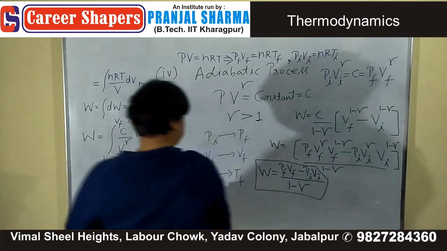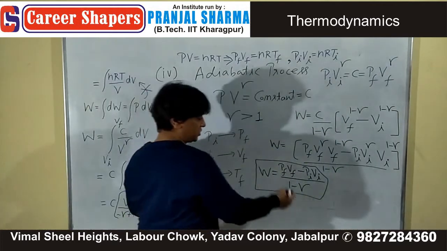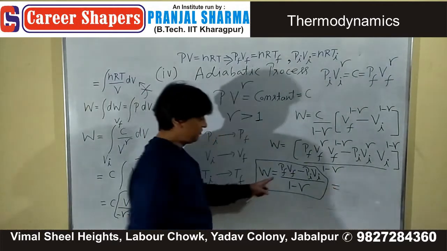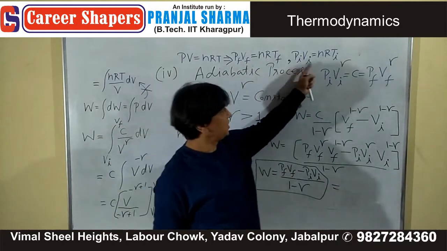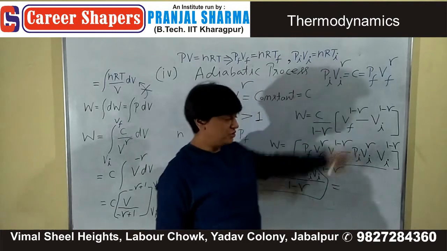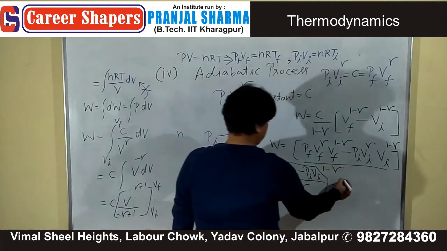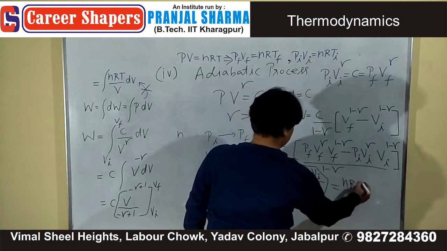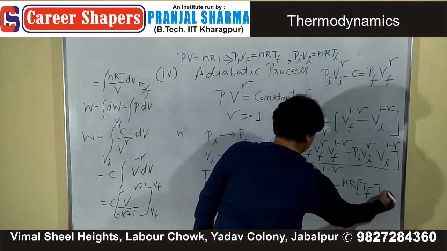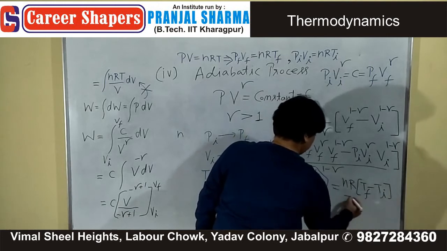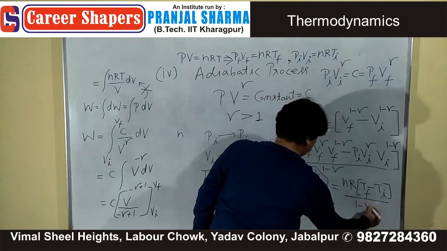So, put these values in this equation. P final V final, that is nRT final, minus P initial V initial, which is nRT initial, and you get nR into T final minus T initial, divided by 1 minus gamma.